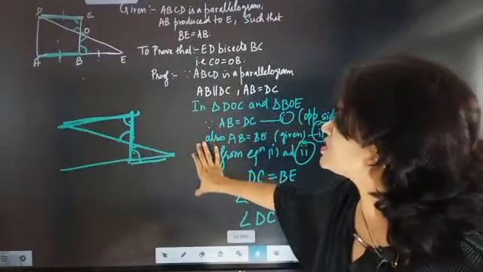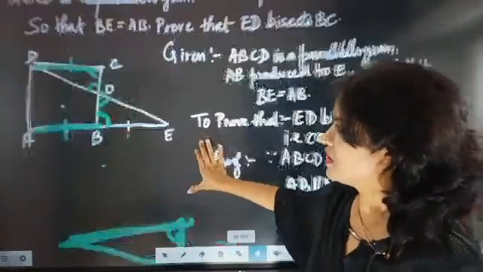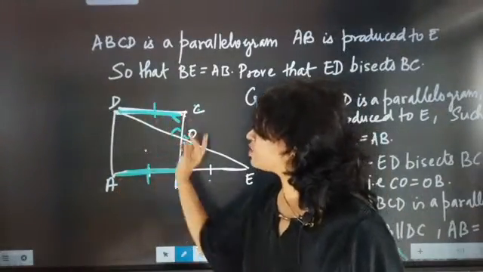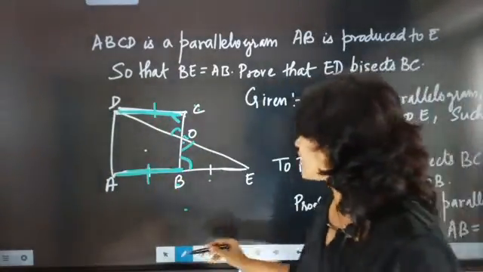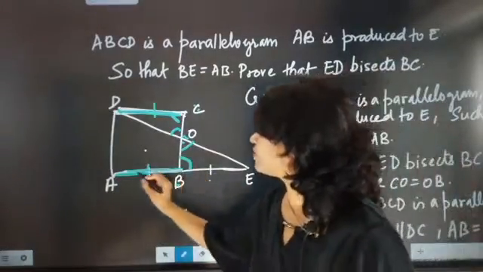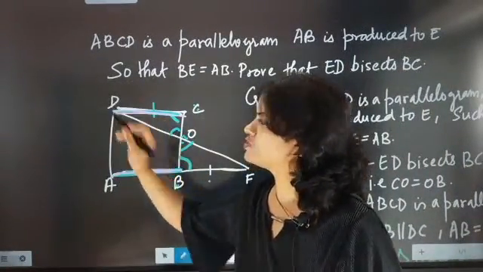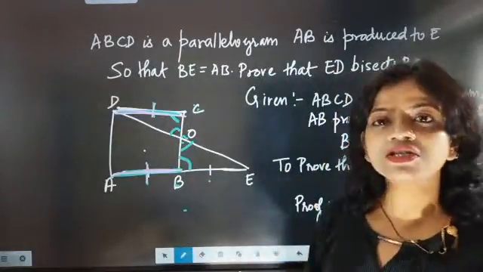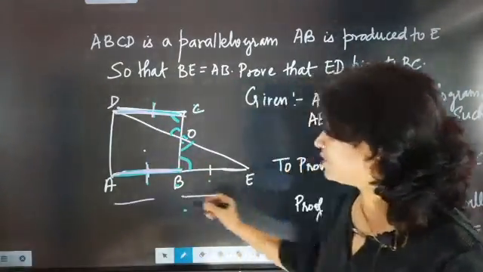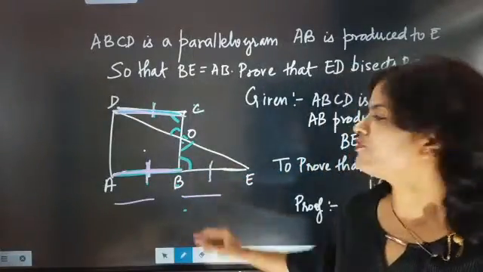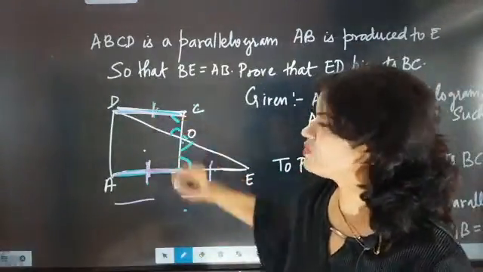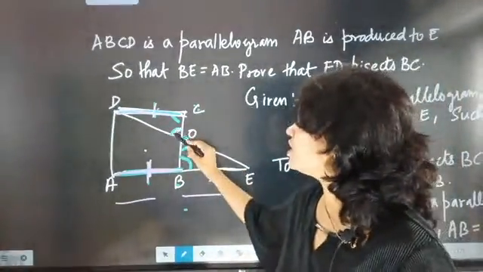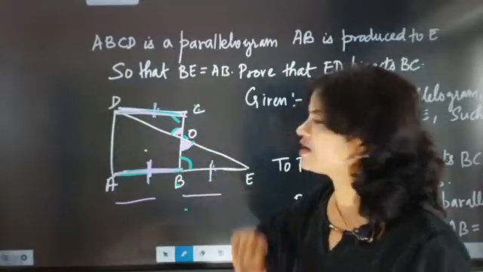So exactly what we started with: a triangle is there, a parallelogram is already given to you, and we know that opposite sides of a parallelogram are equal. So this side equal to this side. But in the question itself they told that AB equals BE. See this line I have drawn. Then if this one equals this one and this one equals this one, then this will be equal to this. Now vertically opposite angles, this angle will be equal to this angle.